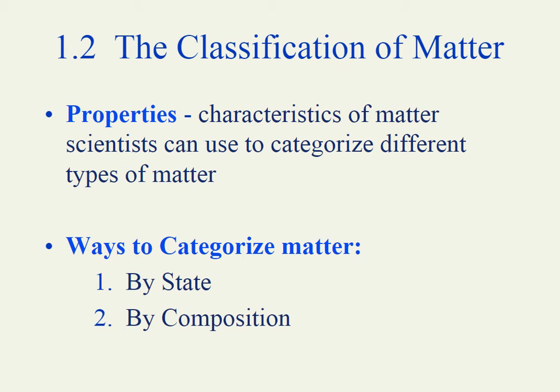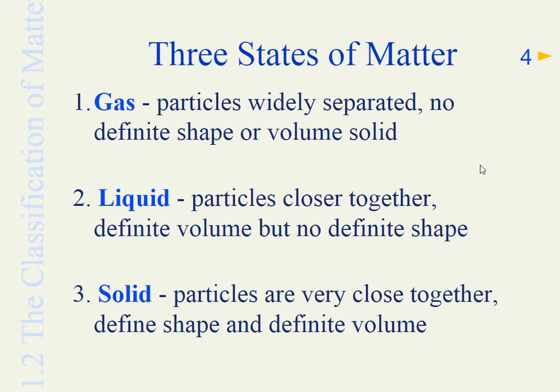There are properties of matter. Properties are characteristics that scientists use to categorize different types of matter. First, we'll look at how properties can be classified, how matter can be classified by state and the properties that emerge in that case. So, when we say state of matter, we are talking about what you already know, the three states of matter, which are the gas, the liquid, and the solid.